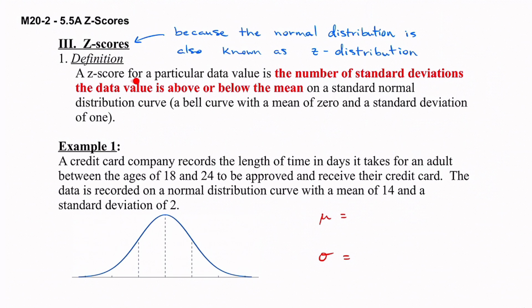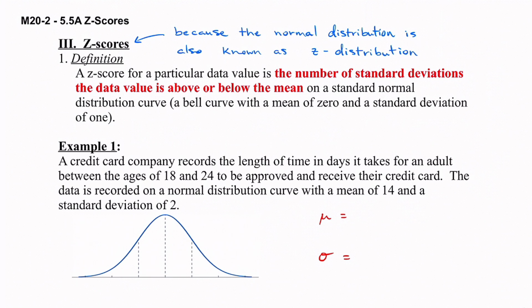A Z-score for a particular data value is the number of standard deviations the data value is above or below the mean on a standard normal distribution curve. A standard normal distribution curve is just a bell curve with a mean of 0, so the middle is at 0, and a standard deviation of 1. So that means this is 1 unit, 1 unit, 1 unit, and this would be down 1 unit for each of those hops.